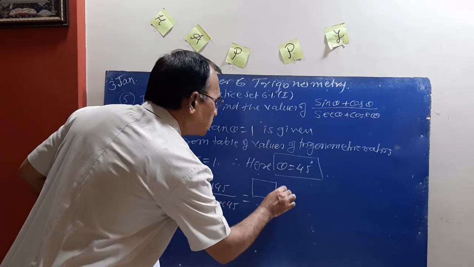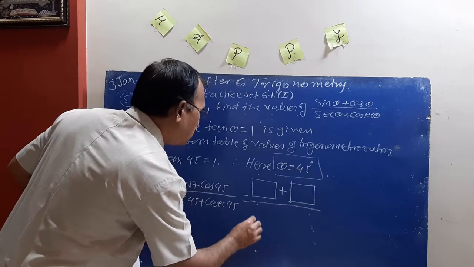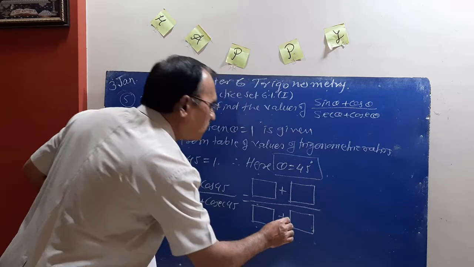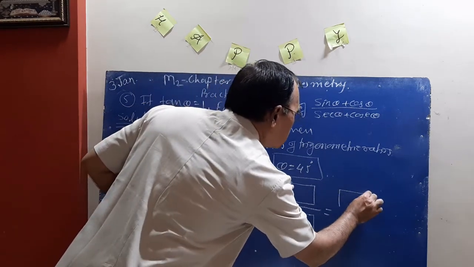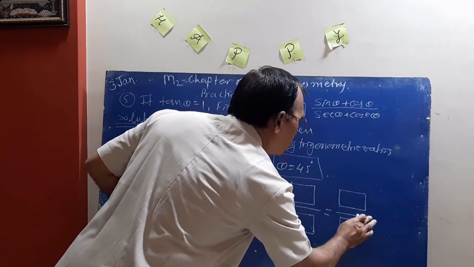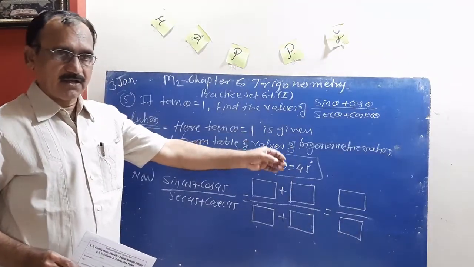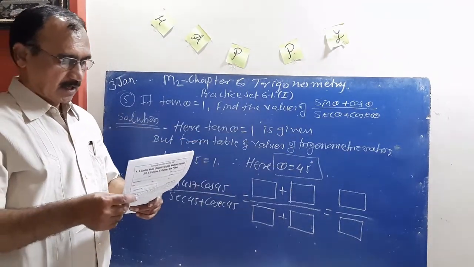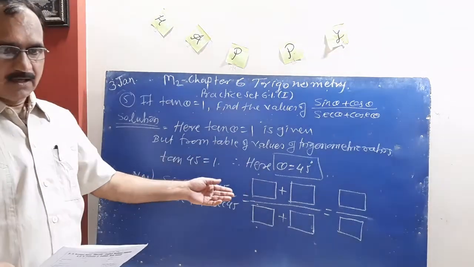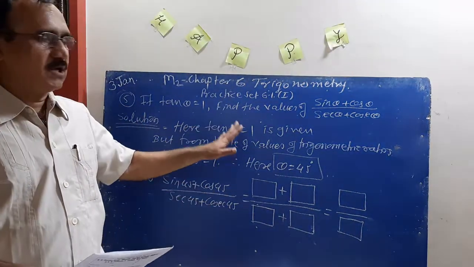Sin 45 plus cos 45 divided by sec 45 plus cosec 45. Take the sum of these two numbers, then the sum of these two numbers, then convert it into multiplication, and then you will get your answer. And the remaining examples of 6.1, up to example 5, you can solve yourself.